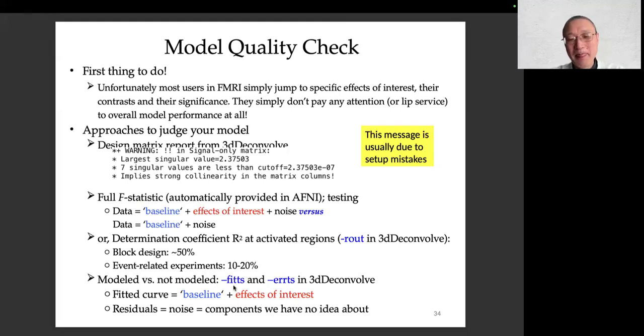We also have the fitted curve. That's, as we saw earlier, the blue curve. That's basically all the variables we can put into the model, including both the task regressors and those covariates. So that's the option called the fitted model. Then there are residuals. The option called ERRTS stands for error time series. Basically, whatever we cannot explain is there. So that's the residual part. During quality control, you can visualize those two time series at each voxel.